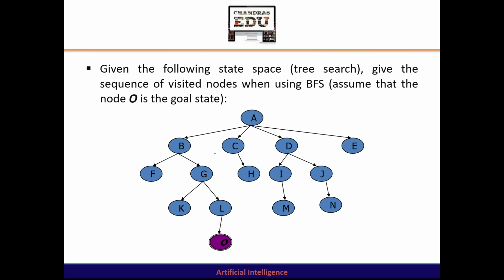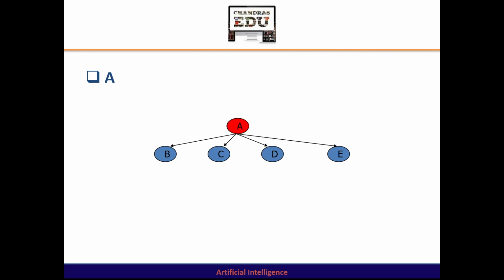So the initial state is nothing but A, and the final or goal state is nothing but O. So we need to use the breadth first search technique for reaching from A to O. So first, level 1, that is A, will be explored.